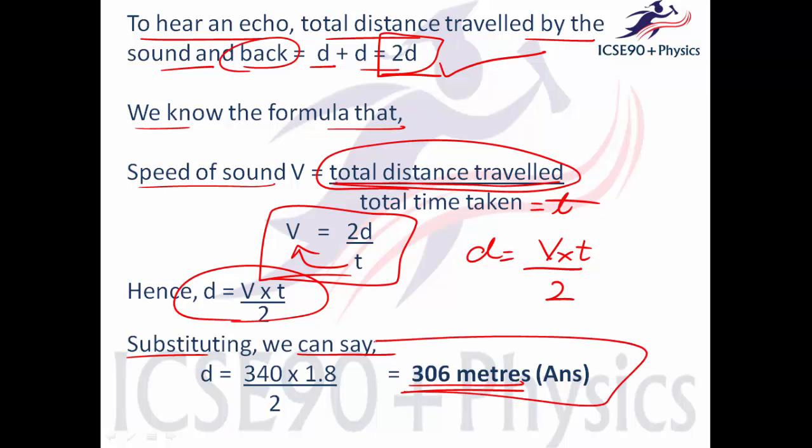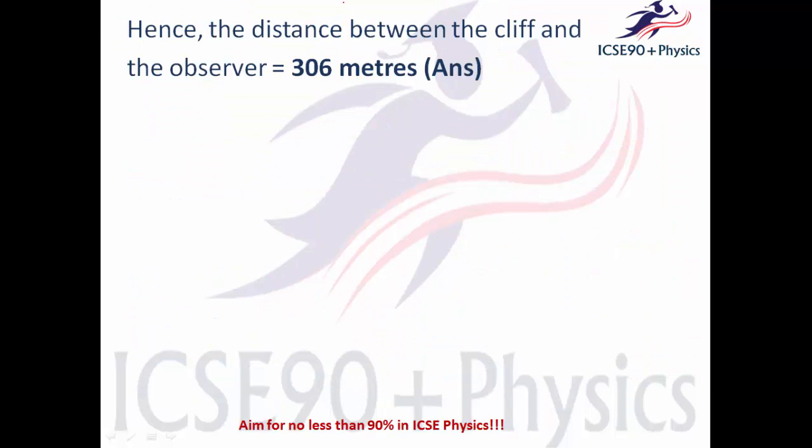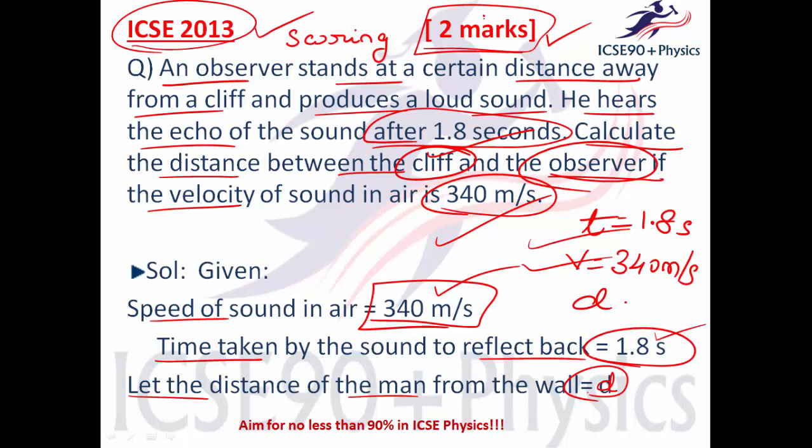So this becomes your final answer, and this is going to fetch you 2 marks straight away for a question asked in ICSE 2013. Remember to write down your final statement. It always impresses the examiner. Say, hence the distance between the cliff and the observer is 306 meters. So this will definitely fetch you 2 marks straight away for such a question asked in ICSE 2013.